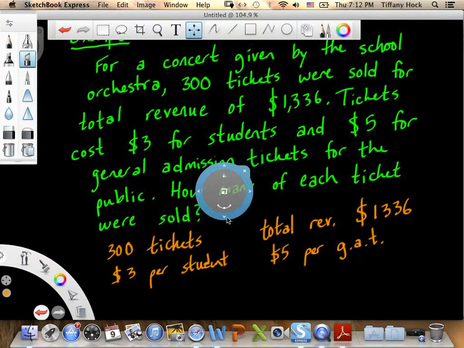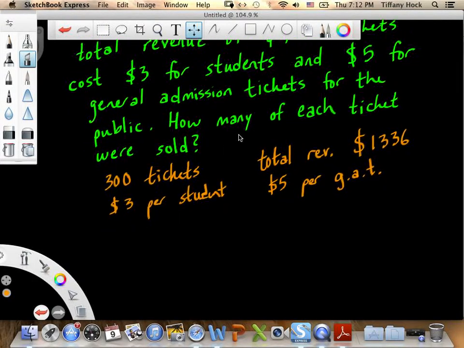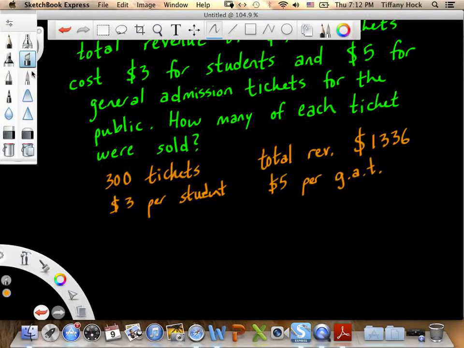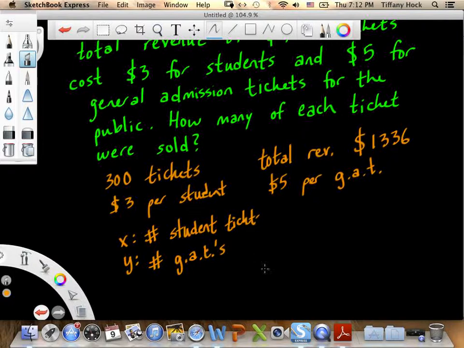Now, since these are my unknowns, that means those are going to be my variables. And we could call them anything. We could call them just X and Y. You could choose to call them S and G for student or general admission, but I'm just going to use X and Y. So X is going to be the number of student tickets, and my Y will be the number of general admission tickets, the number of GATs. That's what I'm trying to figure out.